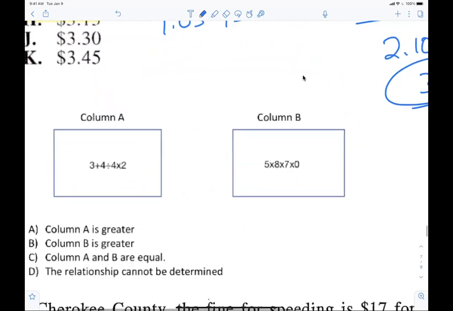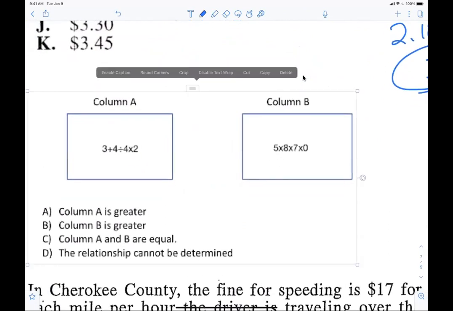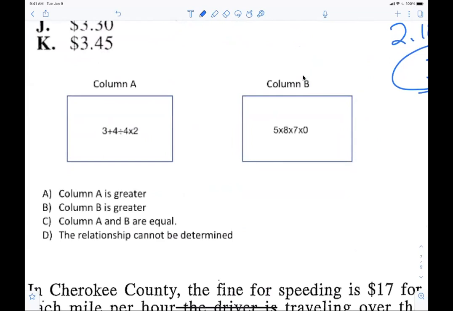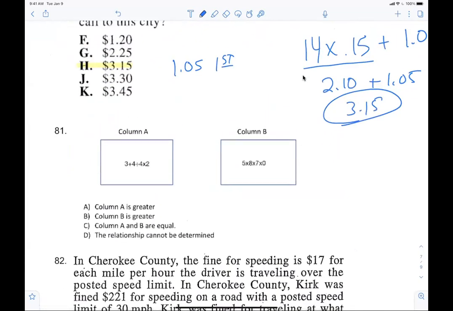All right, so now I need, this one is kind of small. I didn't mean to make it that small. But I'm trying to figure out which one is bigger, column A or column B. Somebody tell me without doing any work.